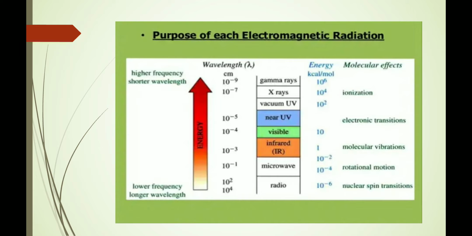Now, the purpose of each electromagnetic radiation is a molecular effect: ionization, electronic transition, molecular vibration, rotational motion, nuclear spin transition. And here is the energy and wavelength: high frequency means shorter wavelength, and low frequency means longer wavelength. Wavelength we will see in centimeters.